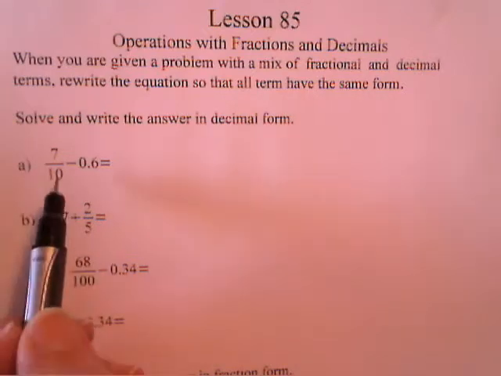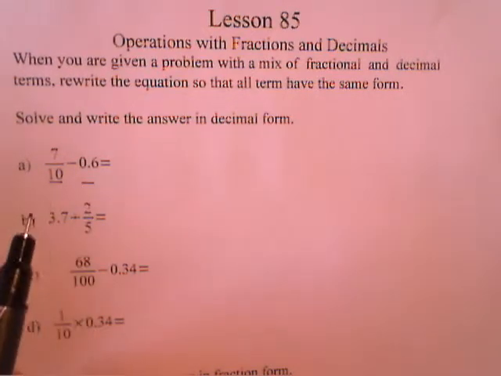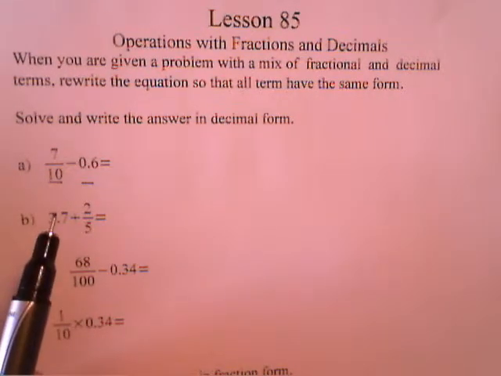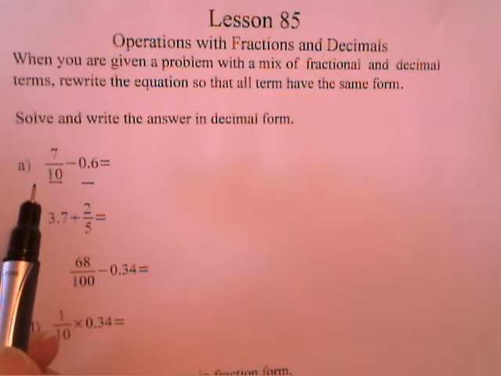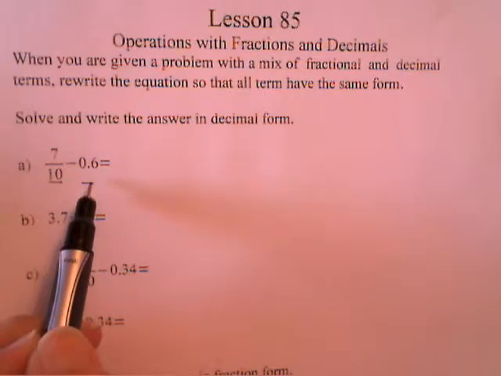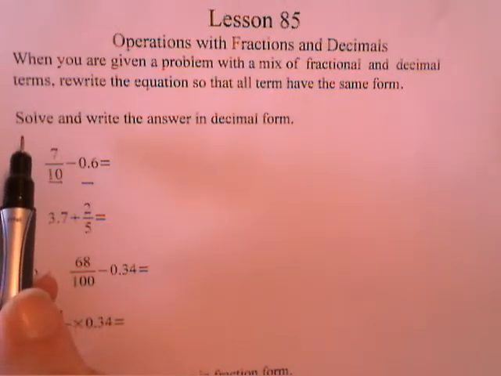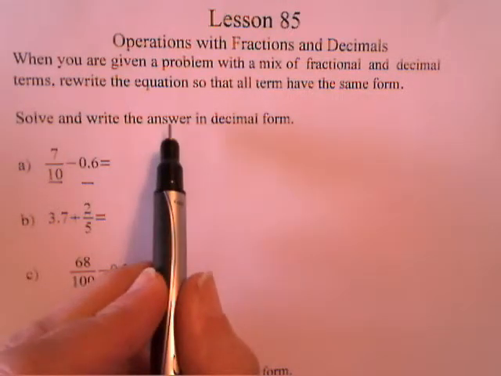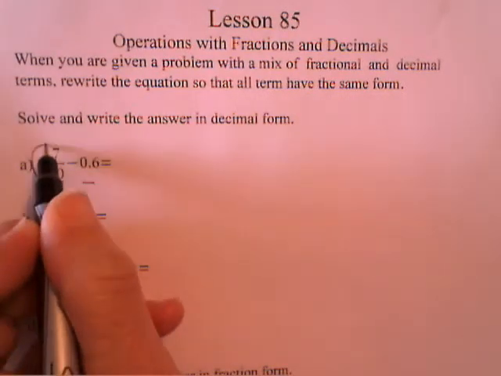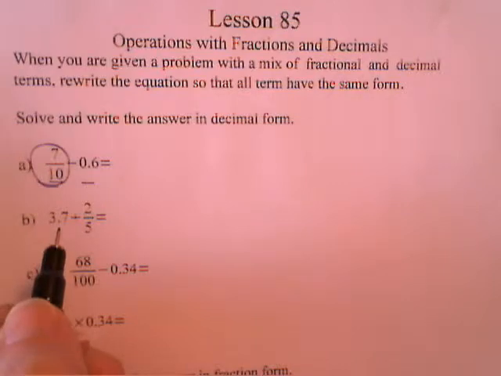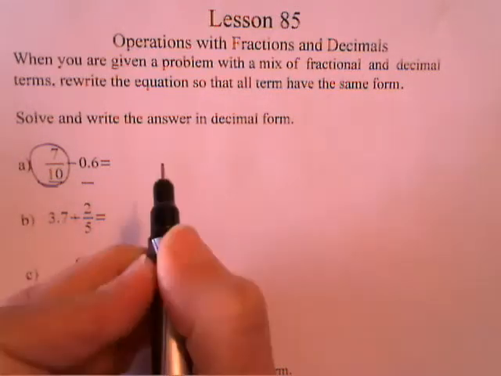So the rule is we need to get these both in the same form before we try to do any operations on them. But we need to know which form to use. Do we want to stick to fractions or do we want to use decimals? Well, in this case, they're going to tell us. It says solve and write the answer in decimal form. So that means I have to convert this 7/10 out of fractional form and into decimal form.